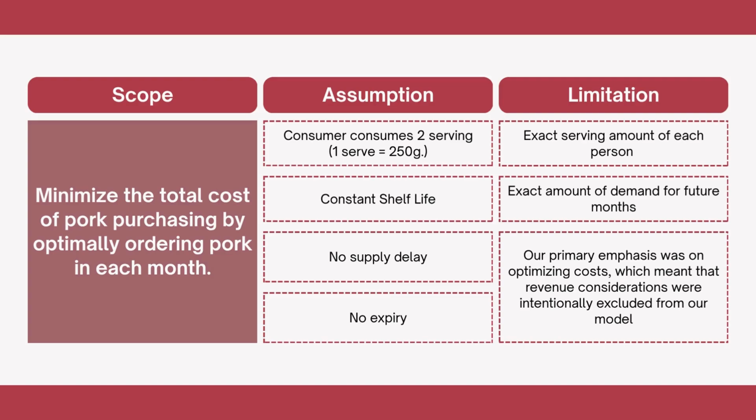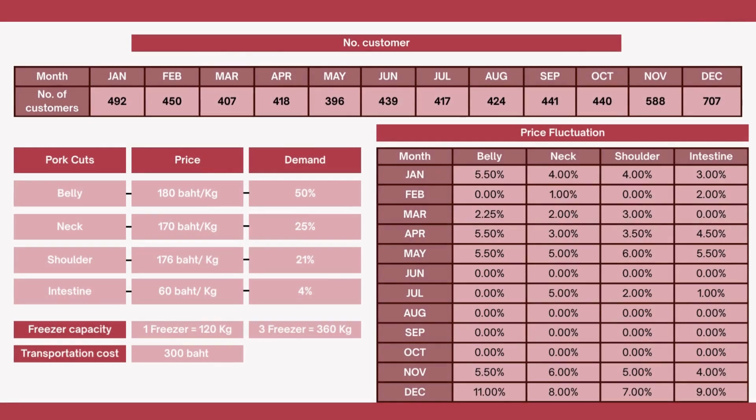Now that we've outlined what the model assumes and what it doesn't cover, it's time to see how everything else comes together. To start the model, we input real data from the owner, which are the fixed inputs driving our model. This includes the demand, or number of customers monthly, like 492 customers in January. We also have the list of pork cuts we need to order, with their market prices and pork cut requirement distribution. Moreover, we also have a freezer capacity of 360 kg in total, split as 120 kg per branch, plus a fixed transportation cost of 300 baht per order. Lastly, we also have the price fluctuation table that tells the change in price of each pork cut in a specific month.